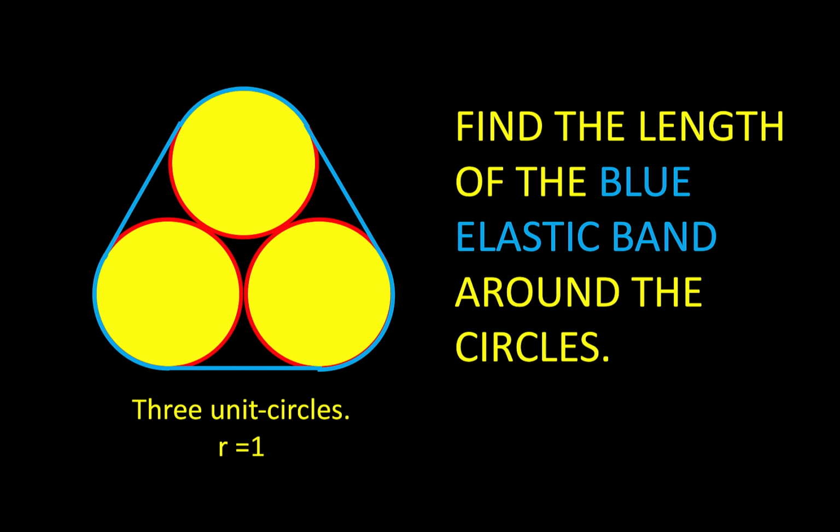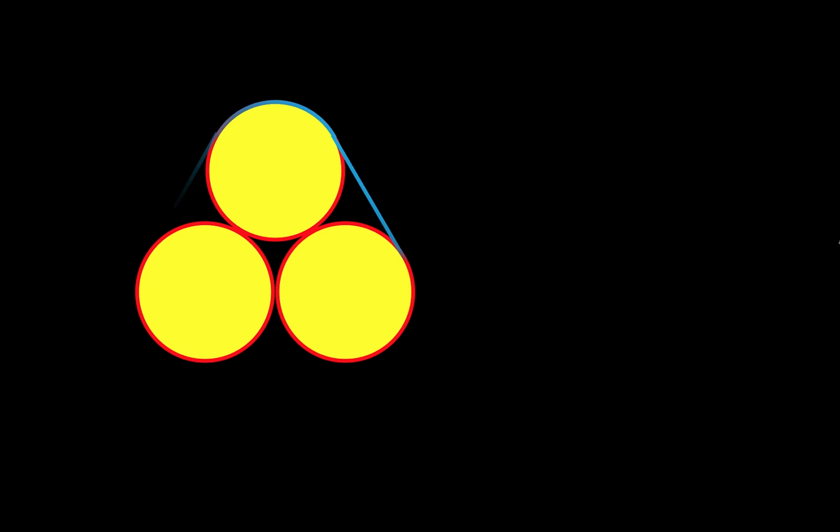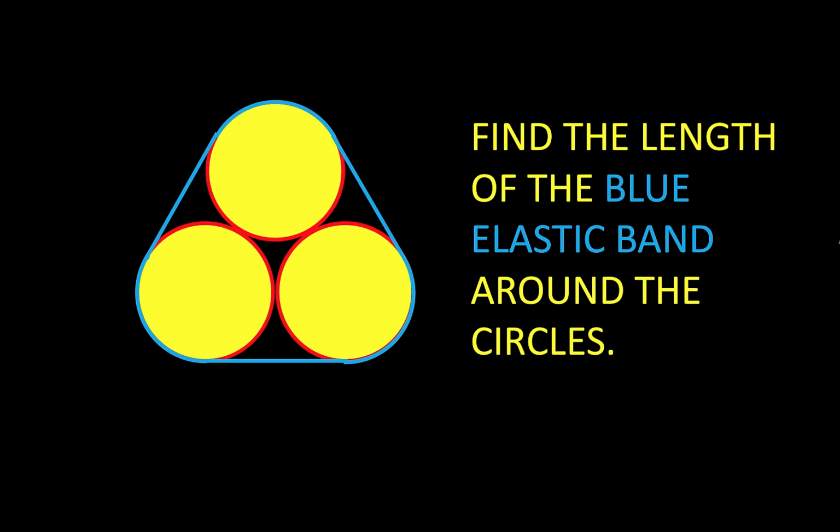Hey everyone, here's our math problem for today. We have here 3 unit circles and an elastic band that is used to wrap around the circles. We would like to find the length of the blue elastic band, knowing that the radius of each of these 3 circles is 1 unit. Let's pause the video and see if you can solve this beautiful, elegant geometry problem.